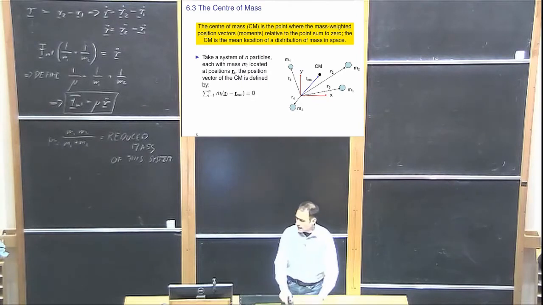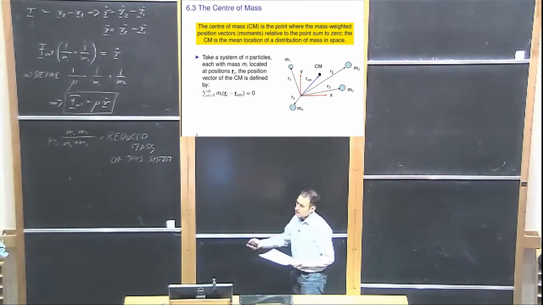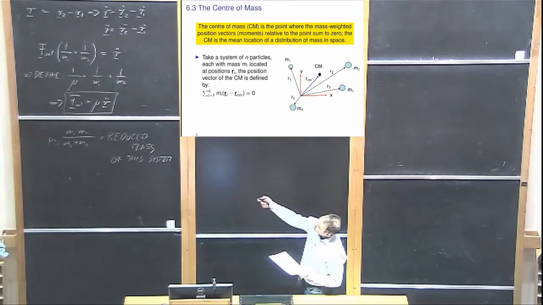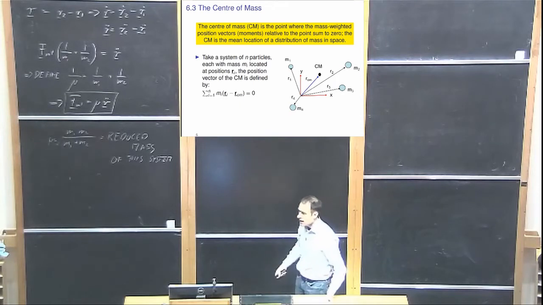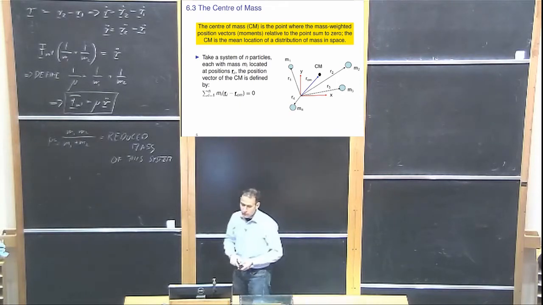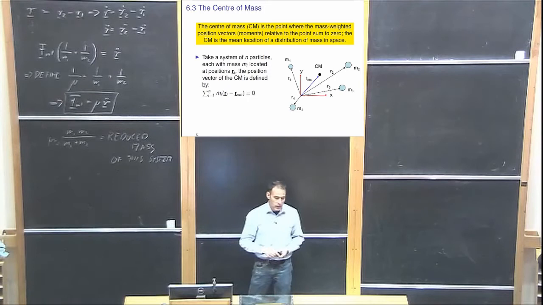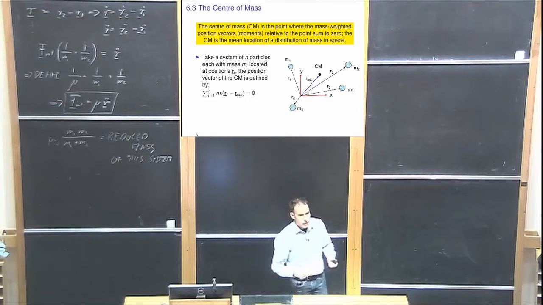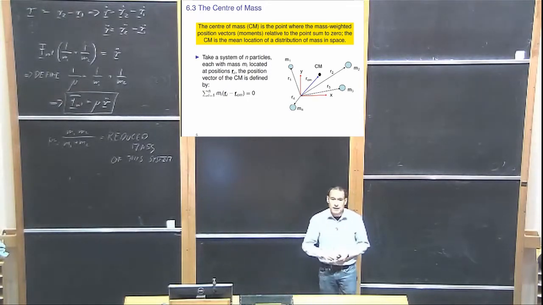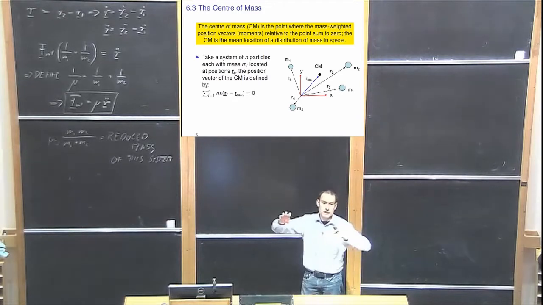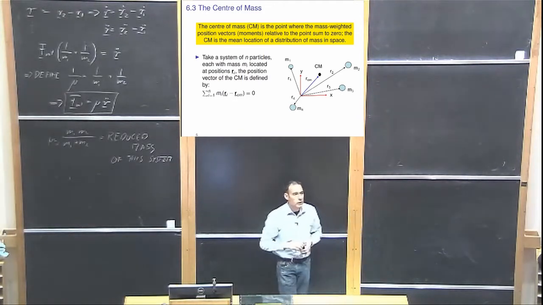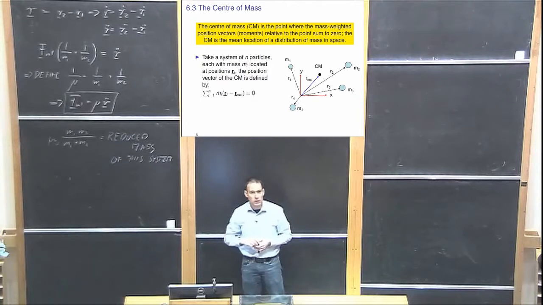The center of mass is the point where a mass-weighted position vector, or moments relative to the point, sum to 0. The CM is the mean location of the distribution of masses in space. And that sounds very physical. A better way of visualizing it is a point in space where you can suspend all those masses you have in the system, with the system not wanting to rotate or move more.